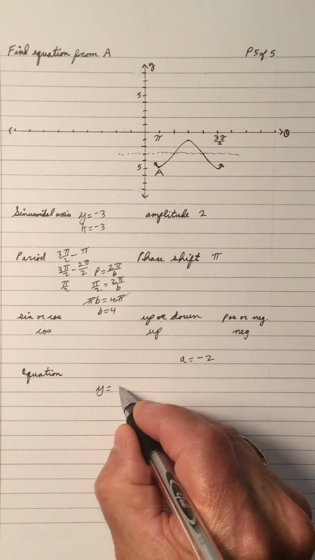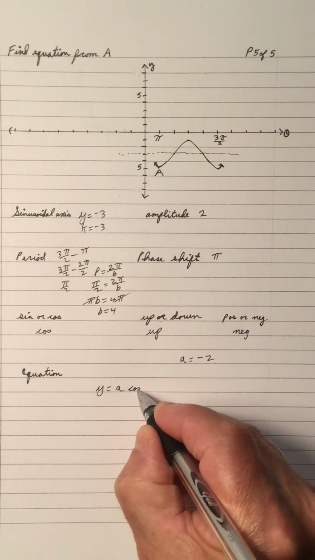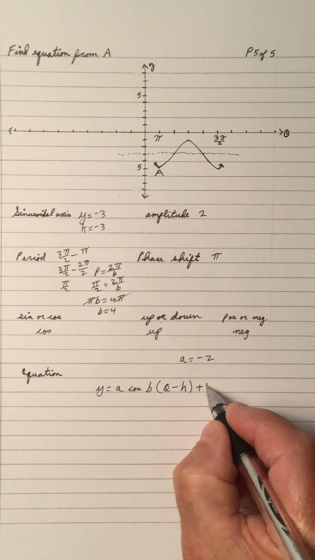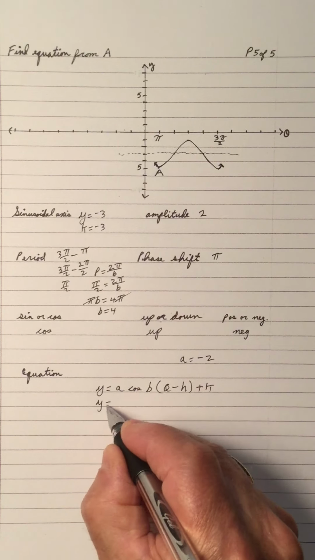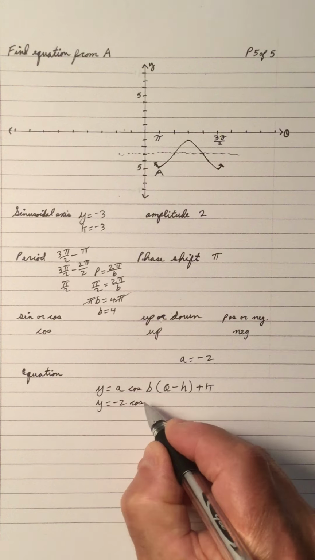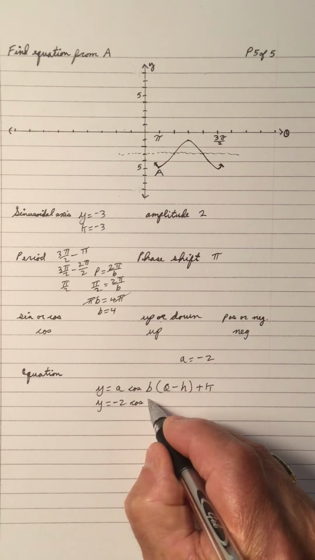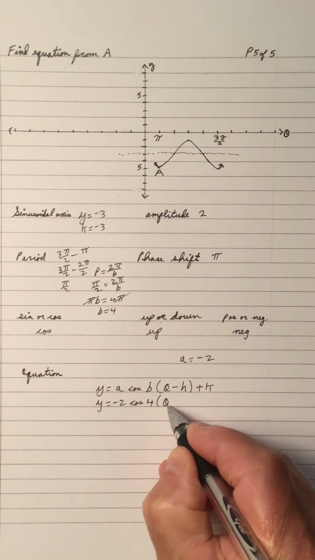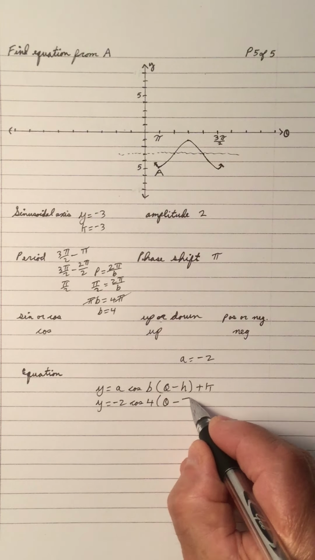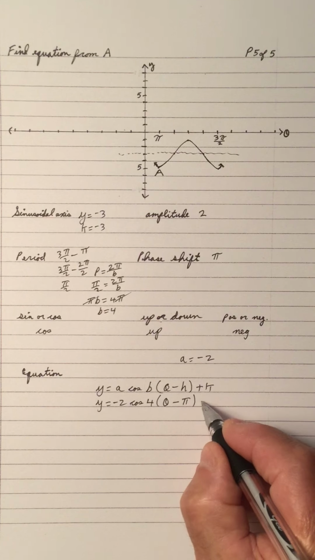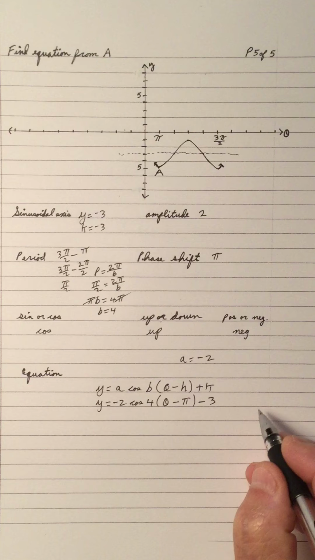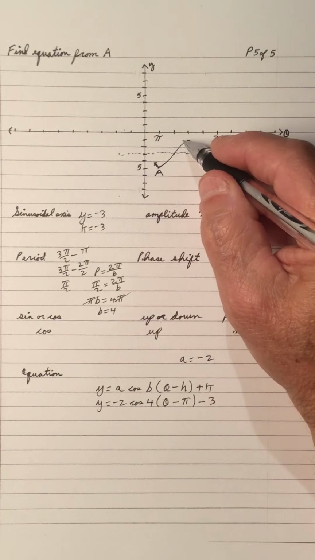So y equals A, and it's a cos graph, B, theta minus h plus k. Y equals, so A is -2 cos, B is 4 theta, and the phase shift is positive pi, so that makes that an opposite, which is -pi, and k is -3. So that's the equation that represents this graph.